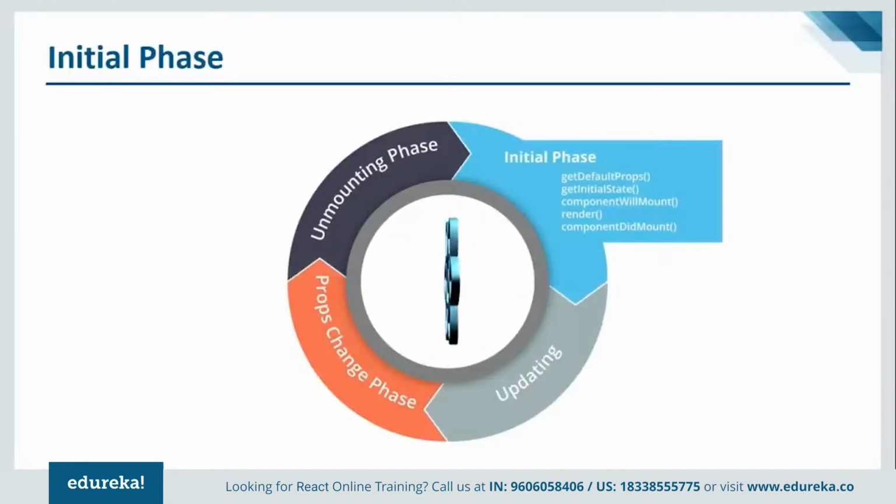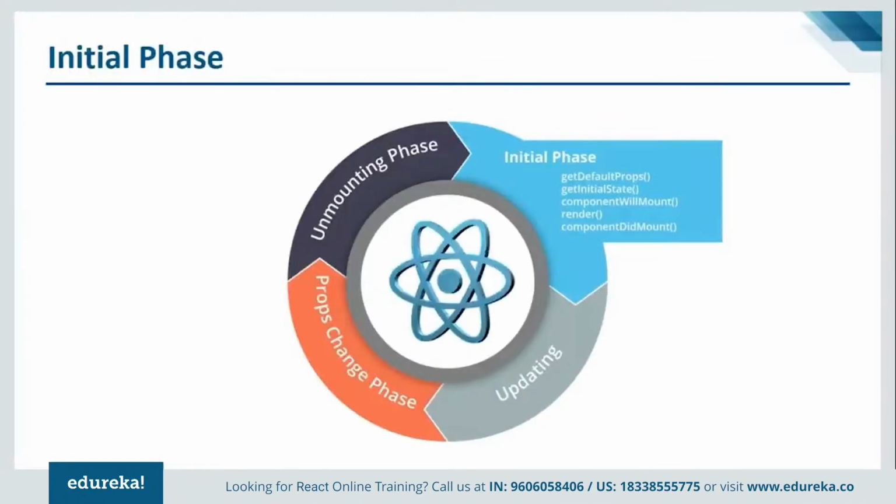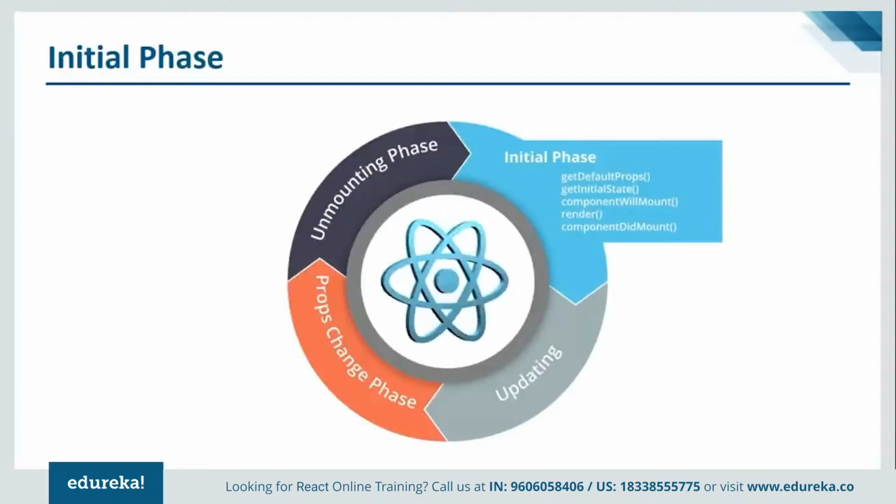Then we have our render method. Now this is a method you should be familiar with. Every component must have this method defined, and this method is responsible for returning a single root HTML node. Though this single root may have many child nodes inside it. So if you don't wish to render anything, simply return null or false.